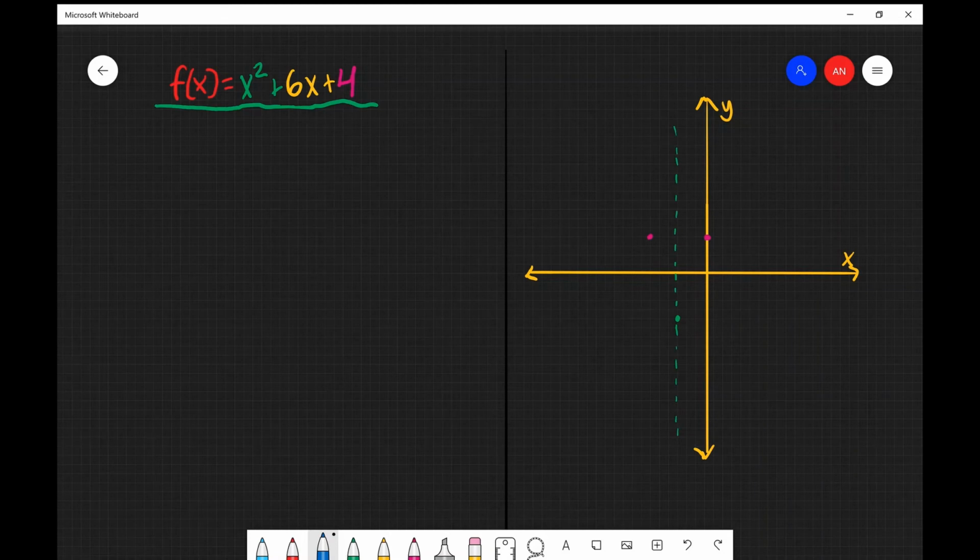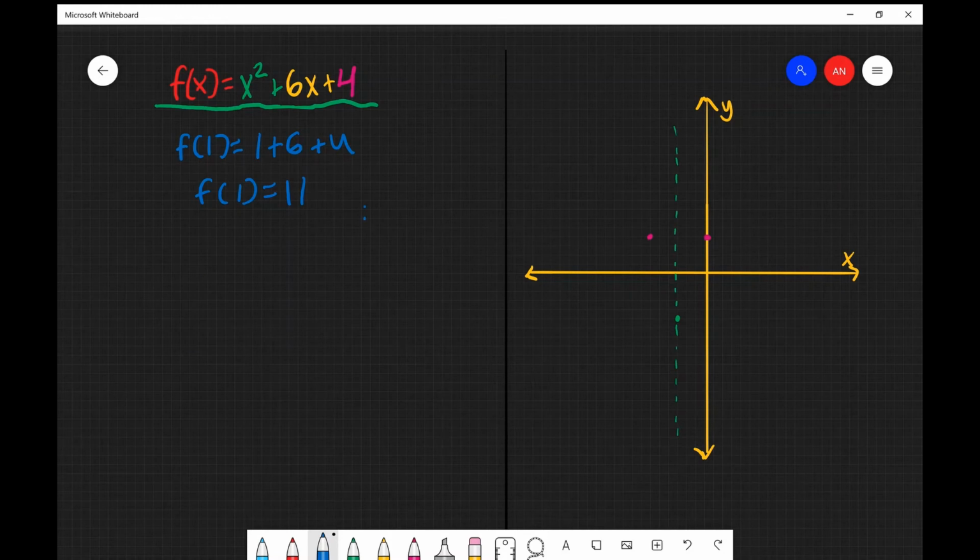Okay, so let's just try 1 for x. F of 1 is equal to 1 plus 6 times 1 is 6 plus 4. F of 1 is equal to 11. So yeah, we got another point, 1 comma 11.